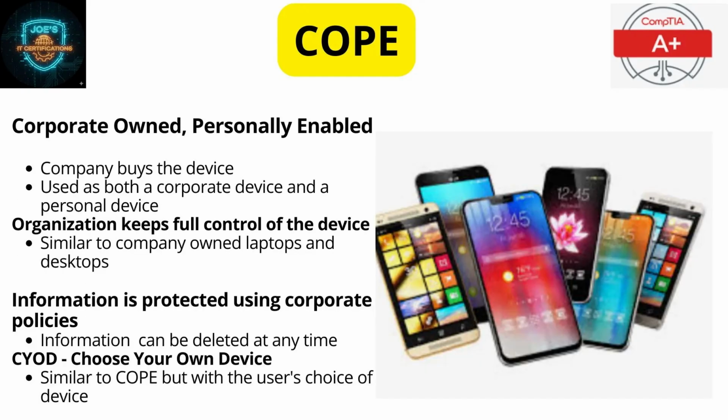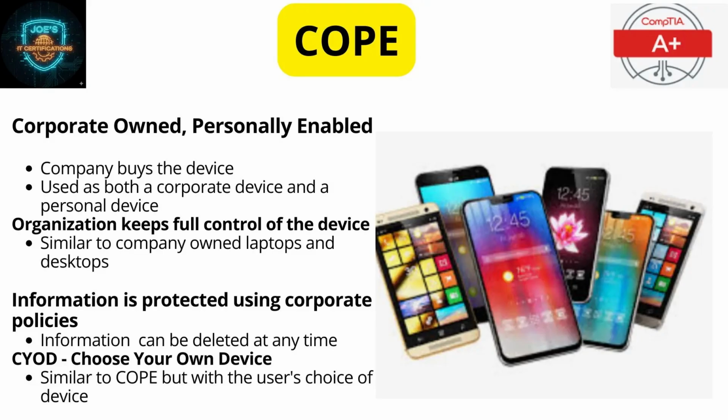Some organizations don't allow user phones to be used inside of the company. Instead, the company will provide the phones through CoPE. This is corporate-owned, personally enabled. The company purchases the phone, they assign that phone to a user, and then they manage that as a corporate device. Although the corporation does have full control of that device, in many organizations, they allow the user to use it as a personal device as well.